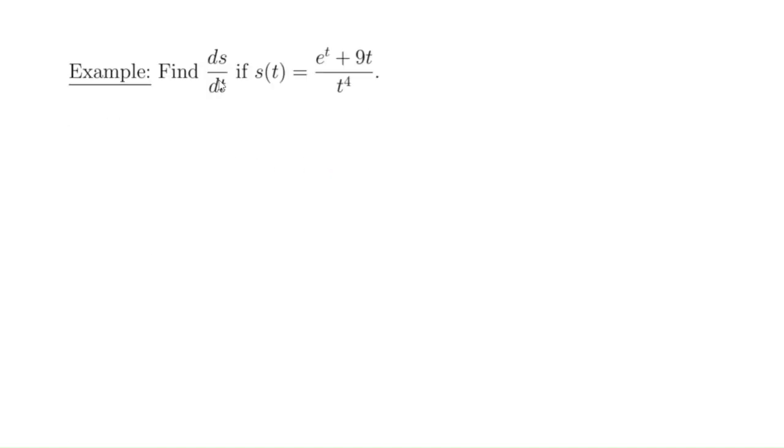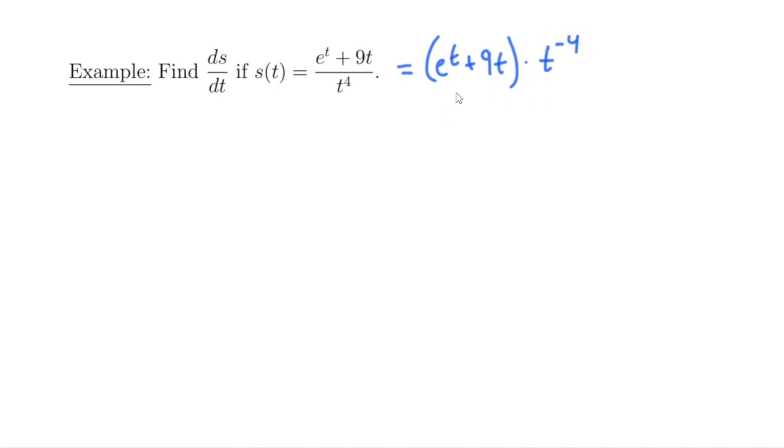All right, now in this example, our function is called s, and our independent variable here is t instead of x. So we're wondering what's the derivative of s with respect to t? Okay, what is ds dt, if s of t is equal to this. Now, actually, we could do this in two different ways. We could rewrite this as e to the t plus 9t, that whole thing times t to the negative fourth power, right? Because we're dividing by t to the fourth. It's like we're taking this and multiplying it by 1 over t to the fourth, but 1 over t to the fourth is just t to the minus fourth.